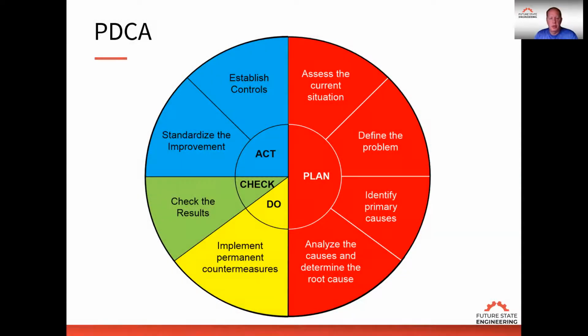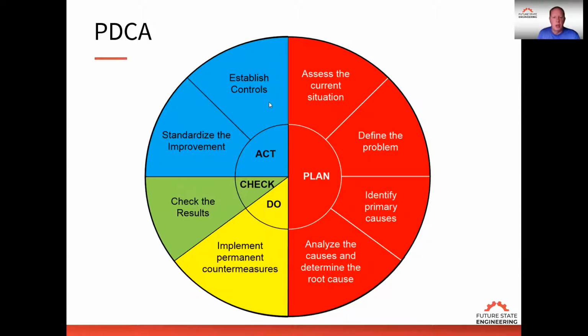In last week's session, we talked about the plan, do, check, act cycle and the act step and the two elements of the act step. The first element is standardize the improvement, and the second element is establish controls. So today we're going to talk about establishing controls.